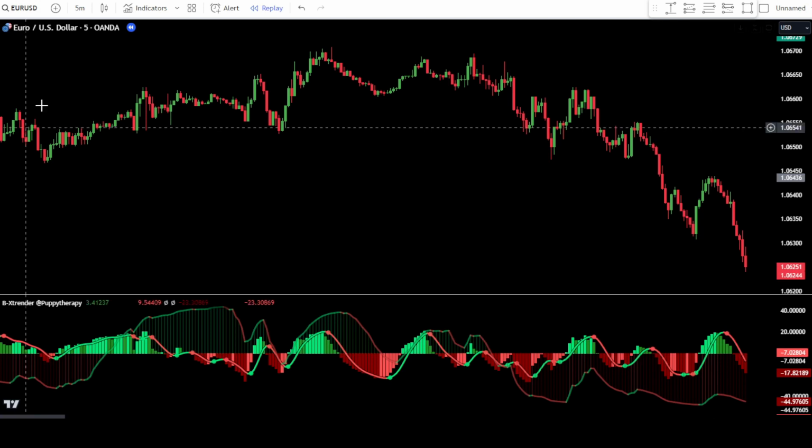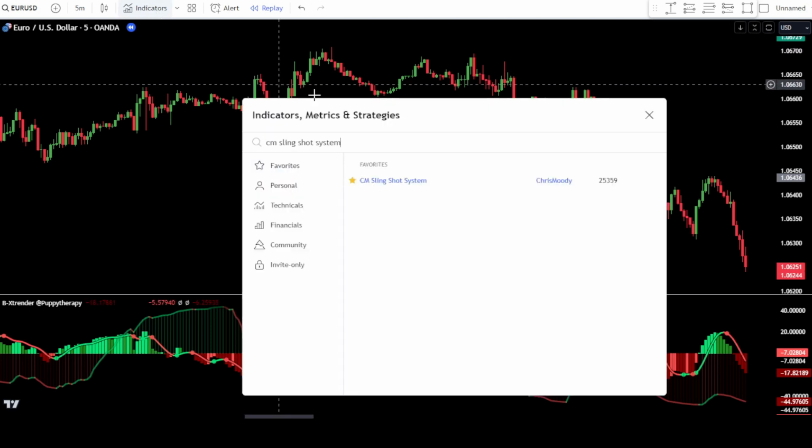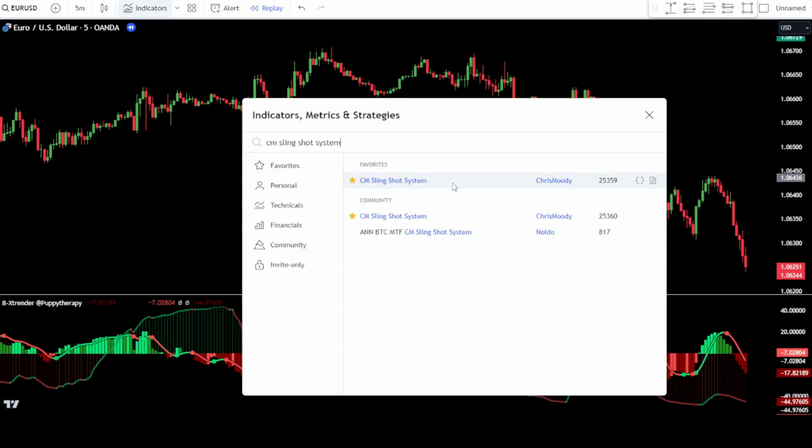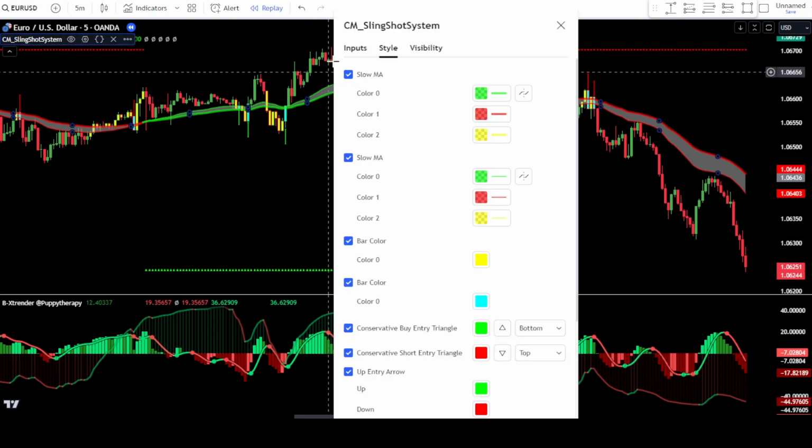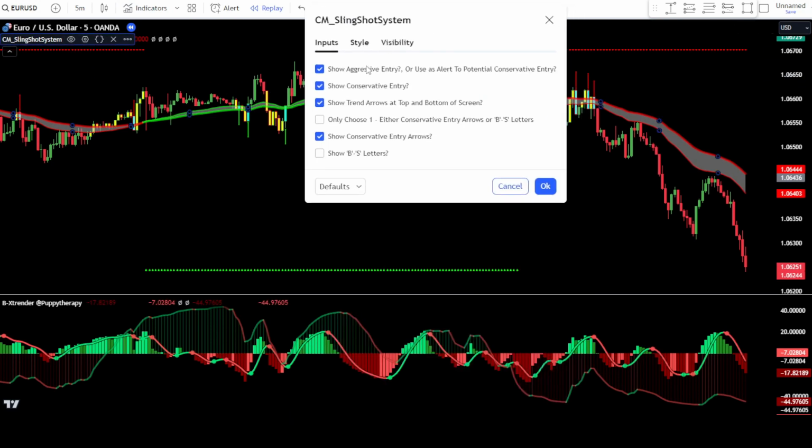Go to the Indicator Search tab and type in CM Sling Shot System. Then, select CM Sling Shot System from chrismoody. Next, go to the CM Sling Shot System indicator settings. In the Input tab, remove all marks. Once done, click OK to confirm the changes.